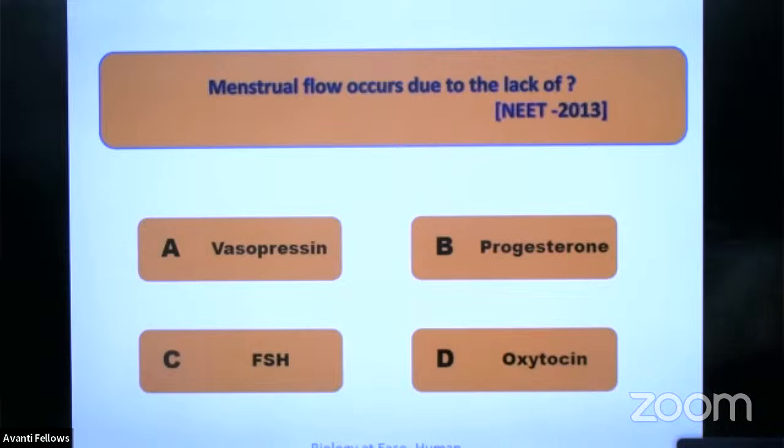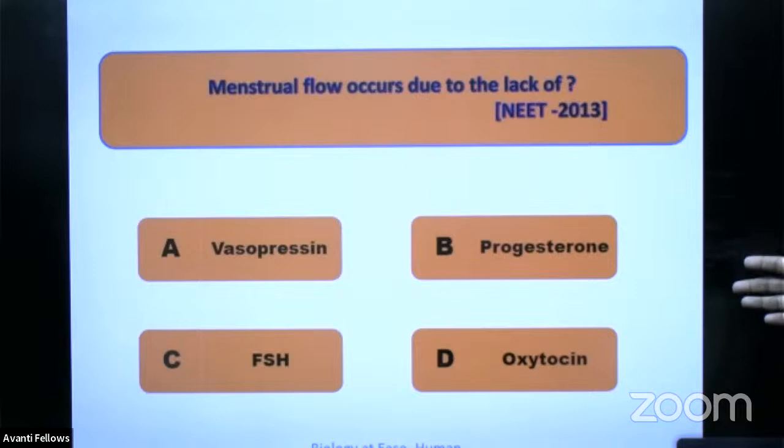Then come to question number 26. Menstrual flow occurs due to the lack of what? Menstrual flow is nothing but the ruptured material present in the uterus that flows out. And it is due to the lack of vasopressin, FSH, oxytocin, or progesterone. That is the question here.